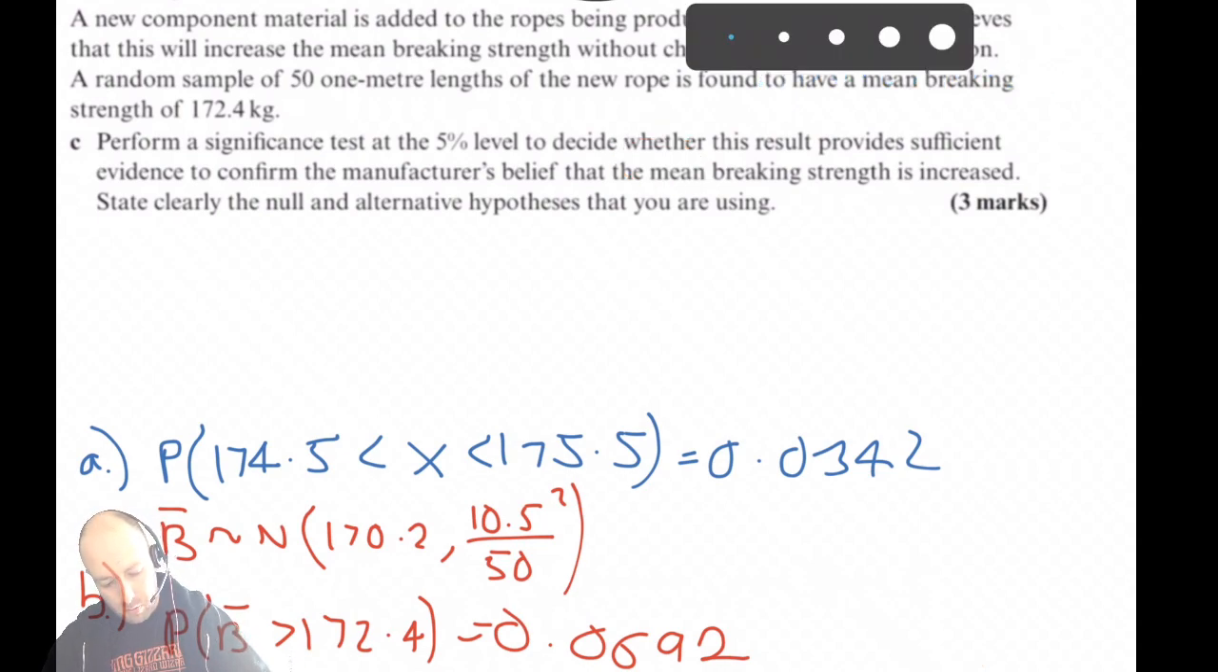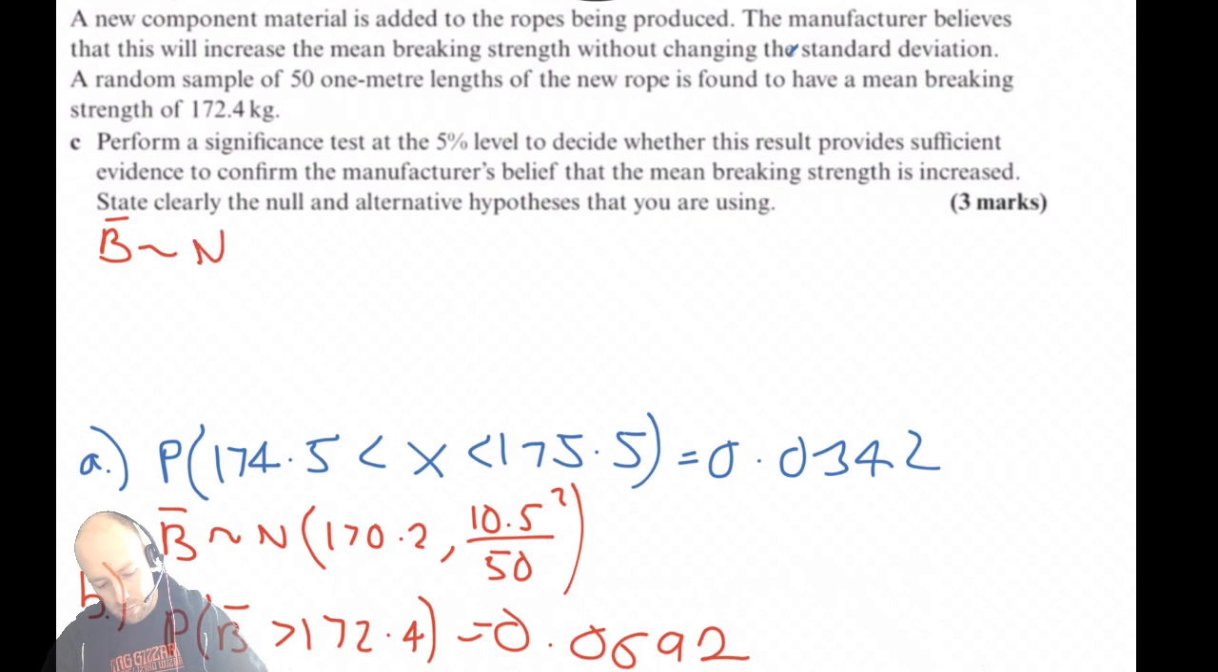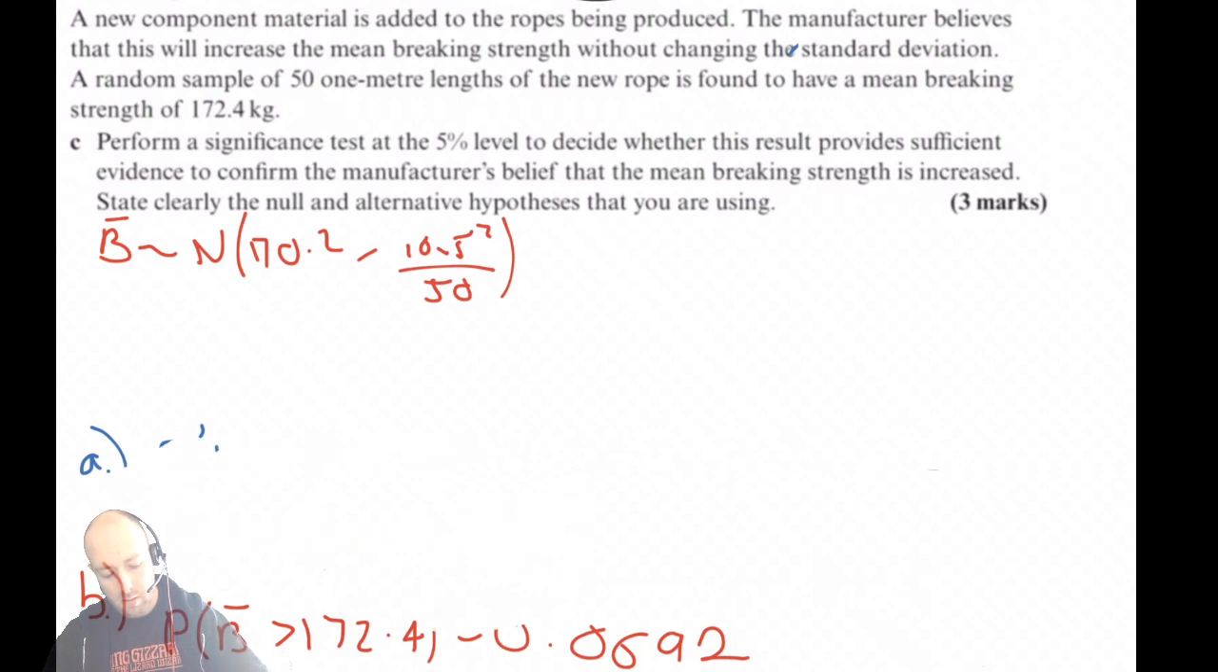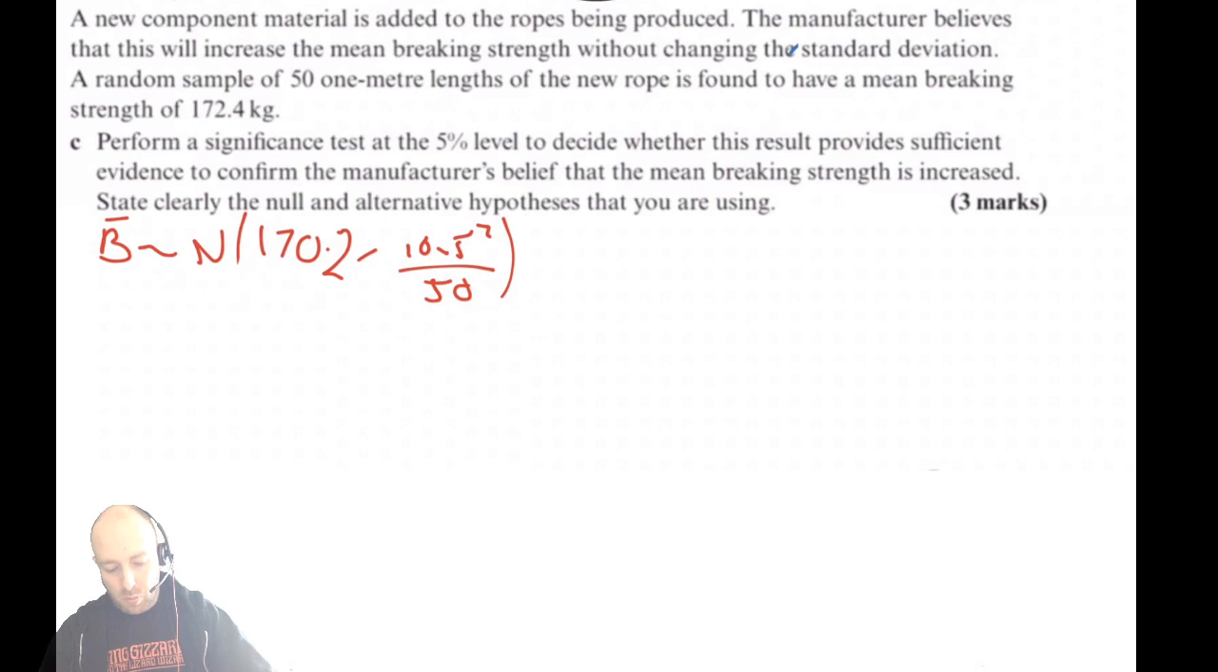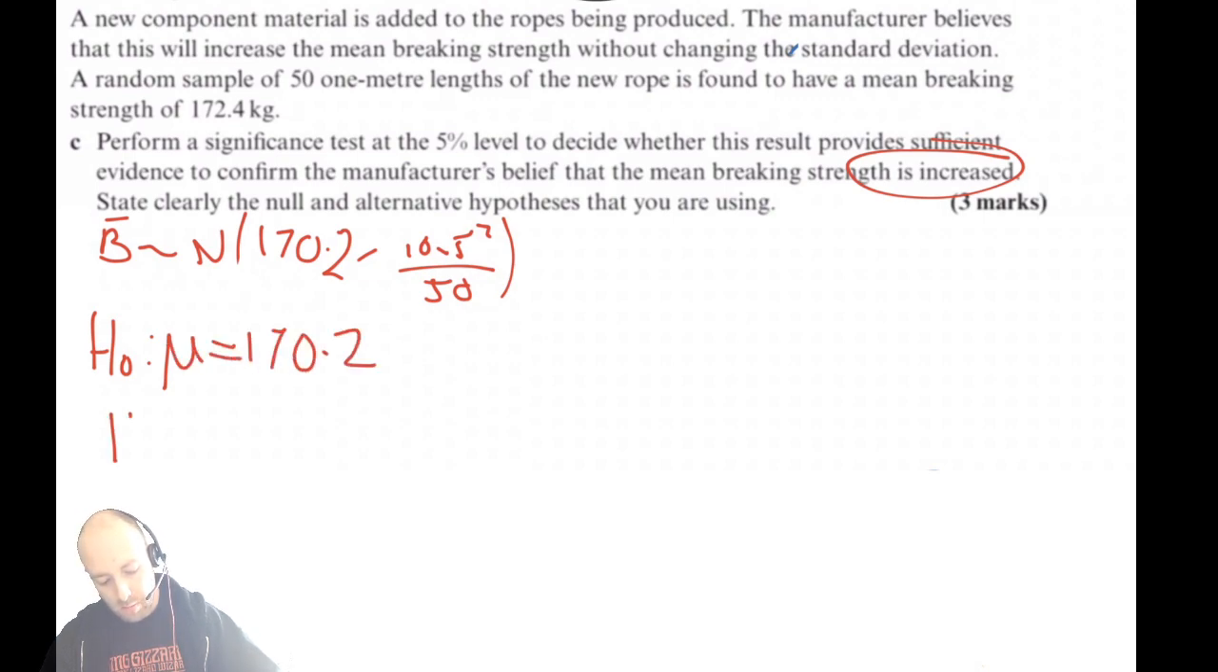Our mean distribution is the same as I wrote just now, 170.2, 10.5 squared over 50. So we're trying to test if what they're doing to the rope is going to make it better. So increased. So it's a one-tail test. We've got H0: mean is 170.2. H1: mean is, we want to increase, so greater than 170.2.